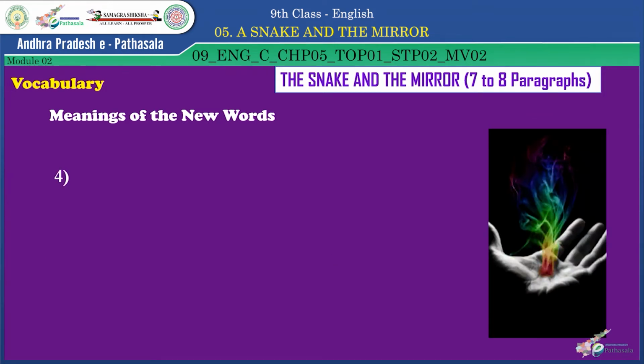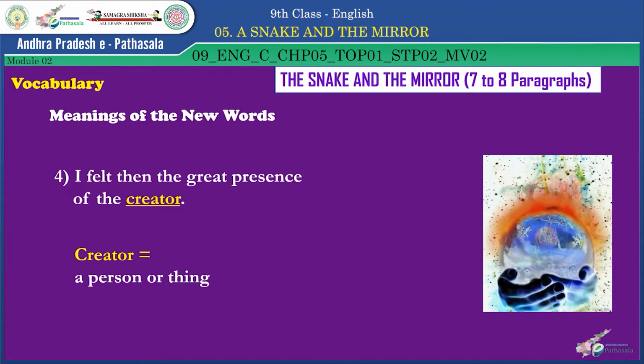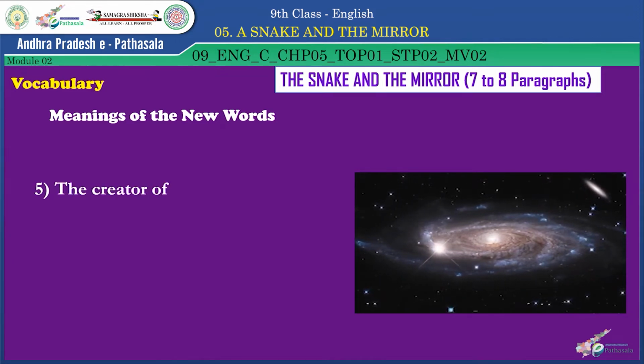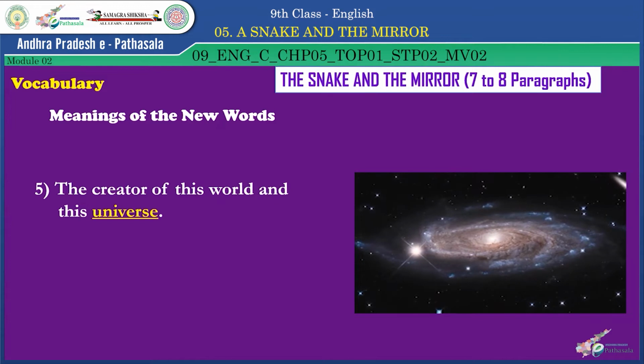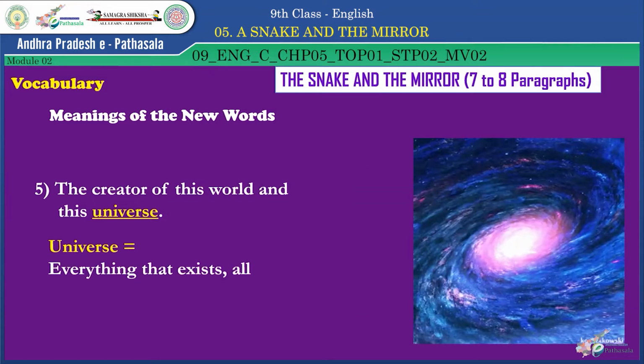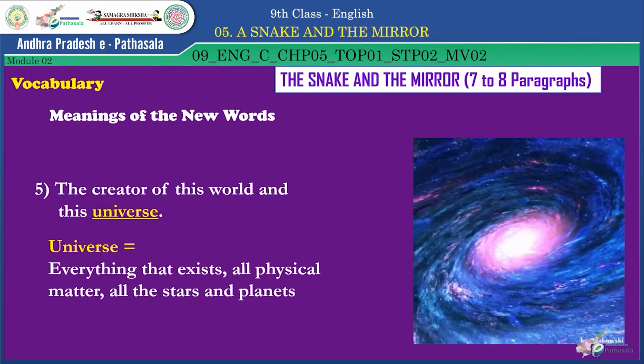The fourth sentence, I felt then the great presence of the Creator. The new word I have selected from this sentence is Creator. The meaning of Creator is a person or thing that brings something into existence. The fifth sentence I have taken here is, the Creator of this world and this universe. The new word is universe. The meaning of universe is everything that exists, all physical matter, all the stars and planets in space.